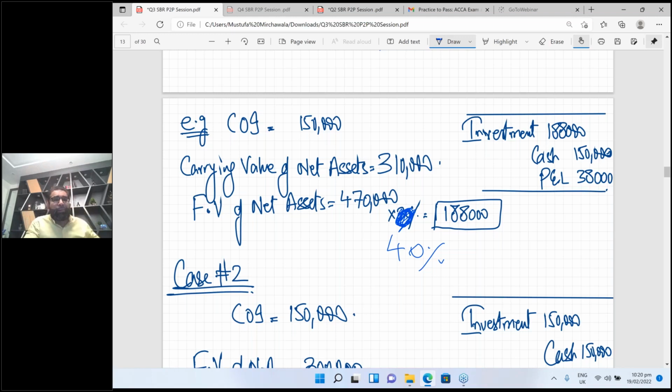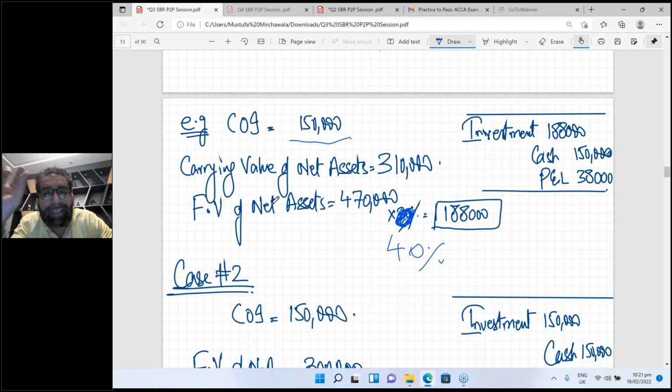Now, let me give you one example. Listen, this is the first example. It relates to the question which we are doing right now. We are STEM company, and STEM company bought 40% shares of this new company. We paid COI 150,000. The carrying value of net assets is 310,000 at the date of this 40% buying.